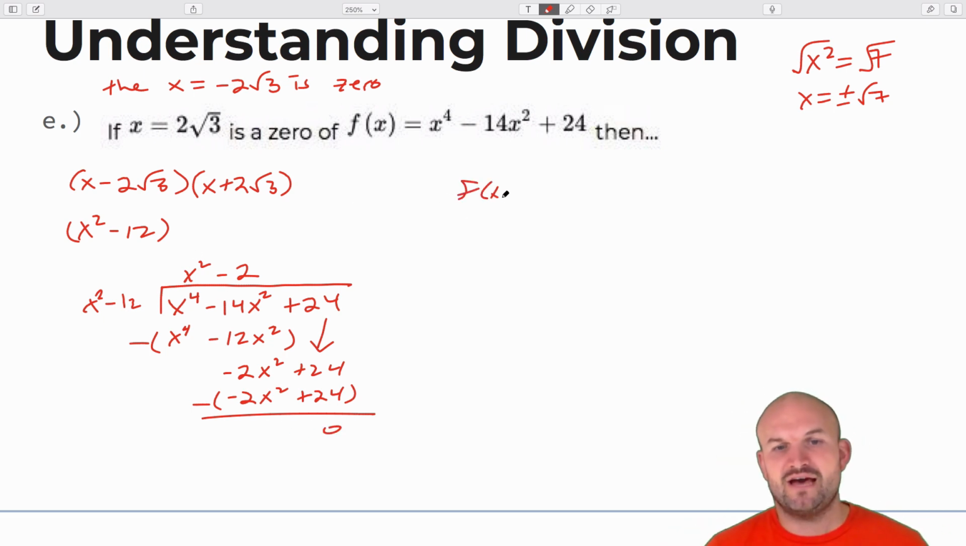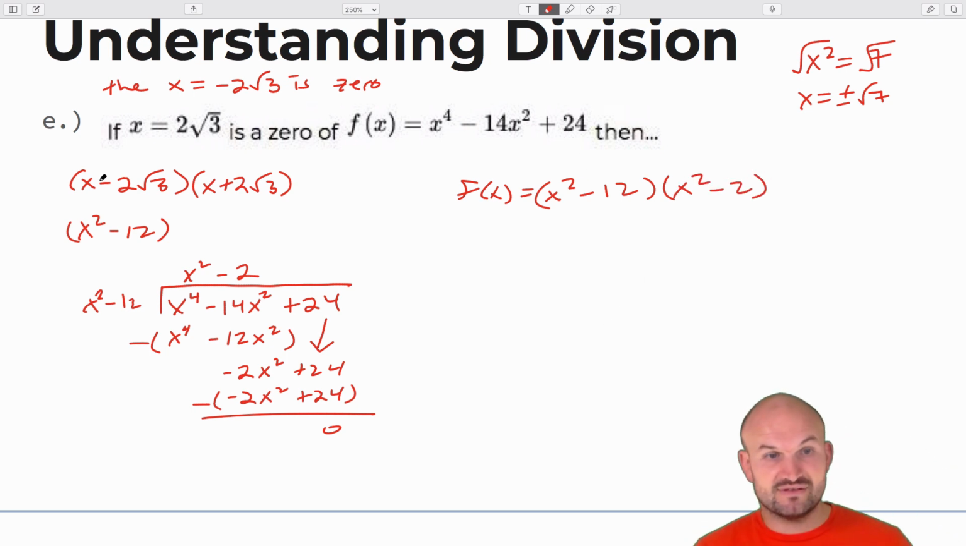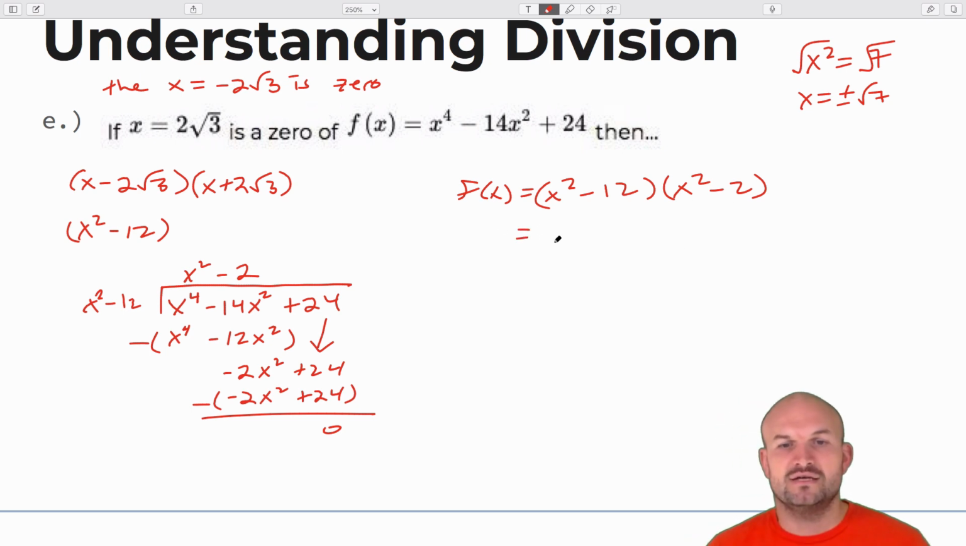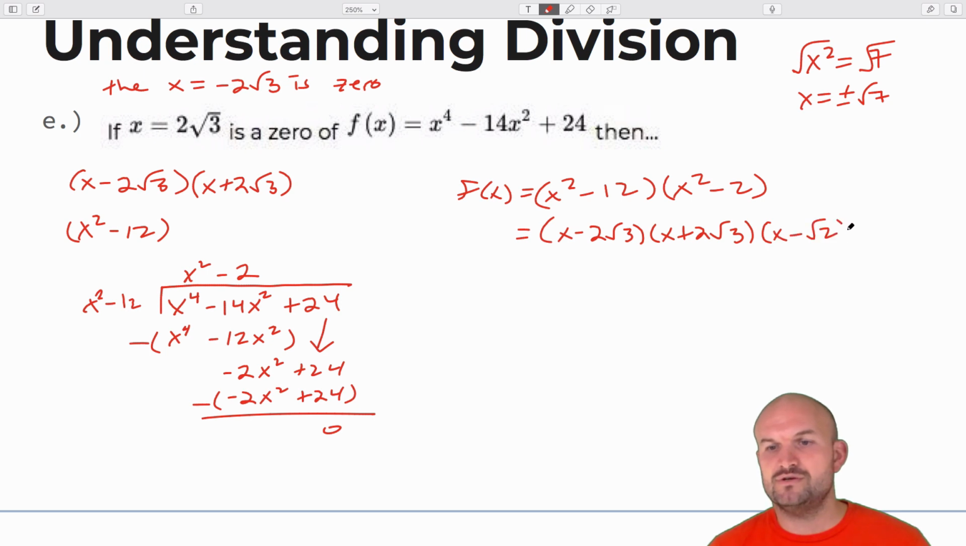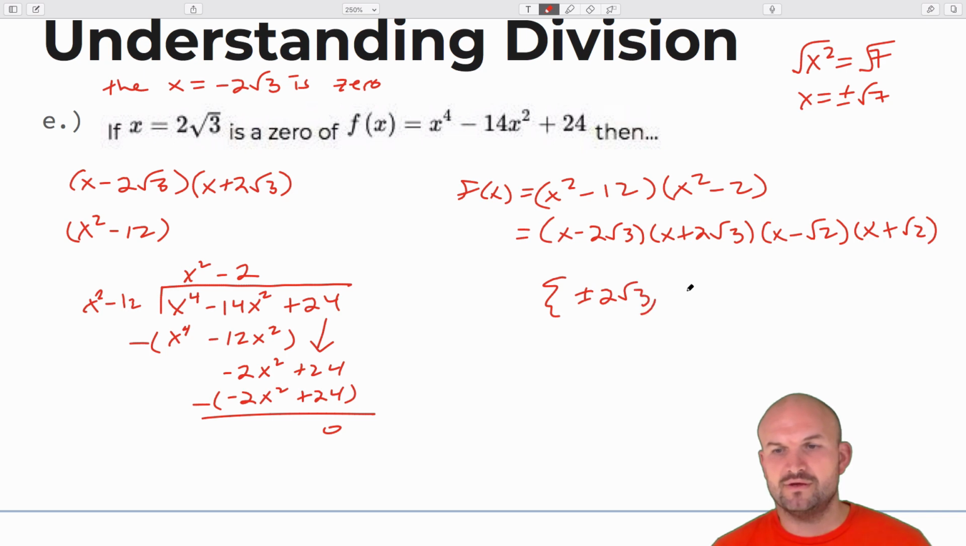So therefore, I can write my f of x as x squared minus 12 times x squared minus 2. But hopefully, we feel comfortable, we already know what this is written as in factored form. And then hopefully, you don't need to set that equal to 0, but you could factor that to give us x minus 2 square root of 3 times x plus 2 square root of 3 times x minus square root of 2 times x plus the square root of 2. And therefore, my zeros are going to be x equals plus or minus 2 square root of 3 and plus or minus the square root of 2. And there you go.